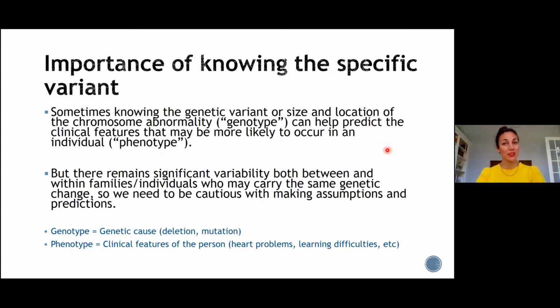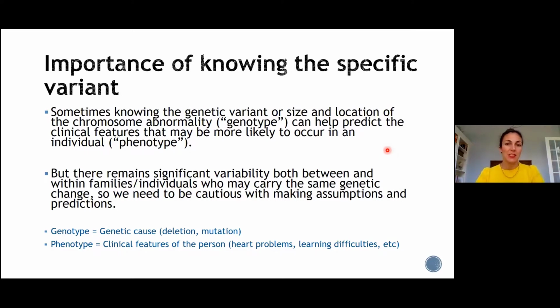Why is it important to know the variant? Well, sometimes knowing the genetic variant, or if we're talking about chromosome conditions, the size and location of the chromosome abnormality, can help predict the clinical features that might be more likely to occur in that individual. When you know the genetic variant, that is called your genotype. And then when you see if it can predict the clinical features, that's called someone's phenotype. A lot of times geneticists, researchers, they want to know, are there genotype-phenotype correlations? Meaning, can we predict what the individual features that person might have based on their genetic result?